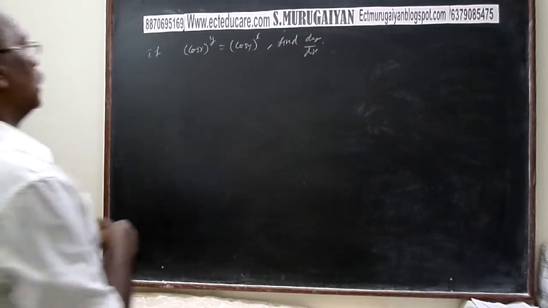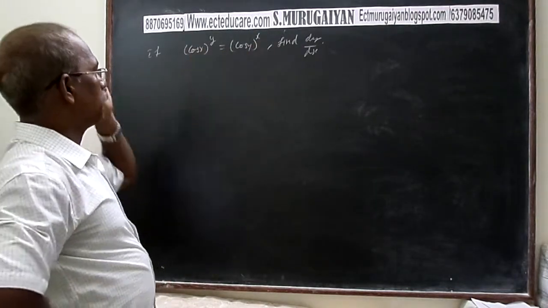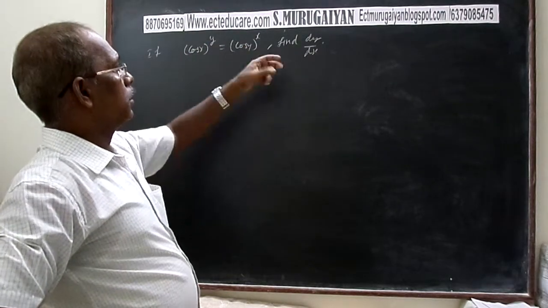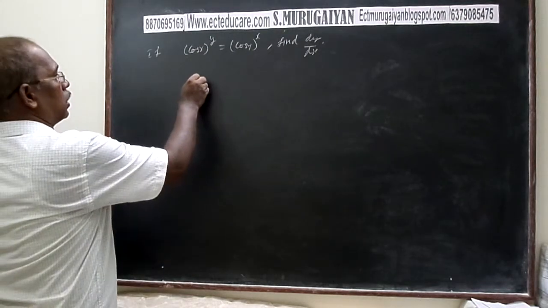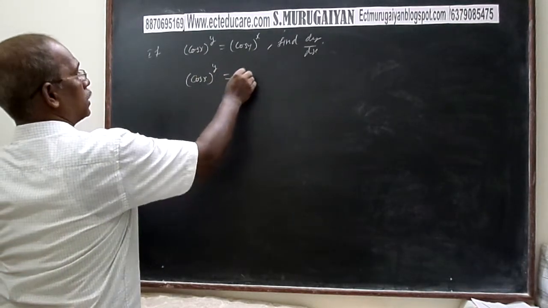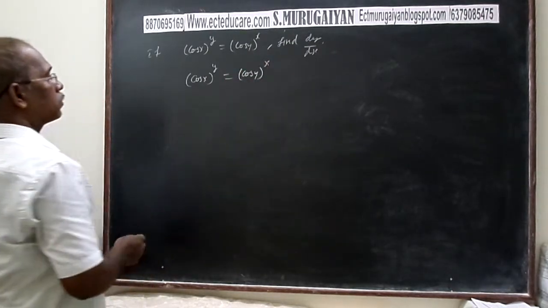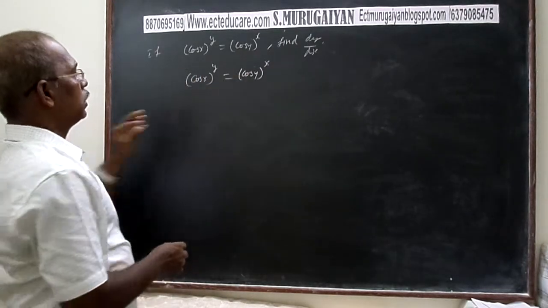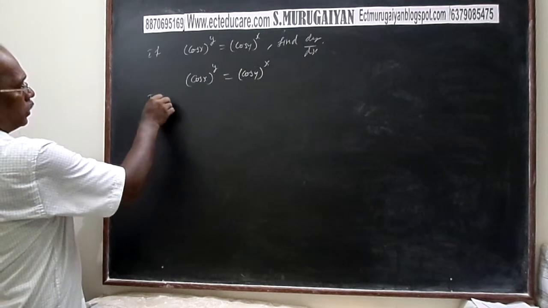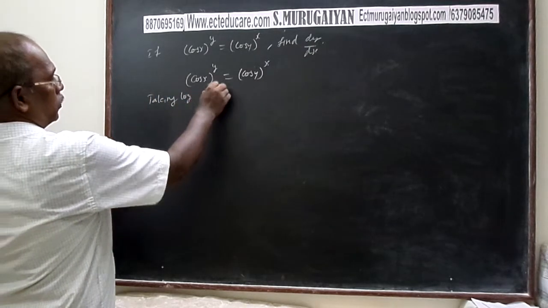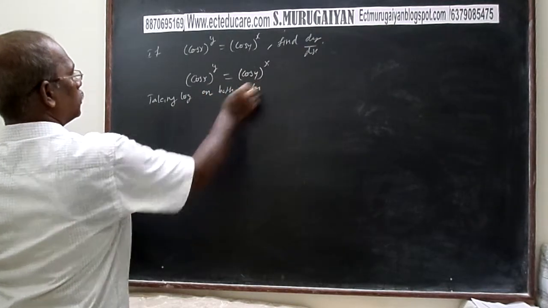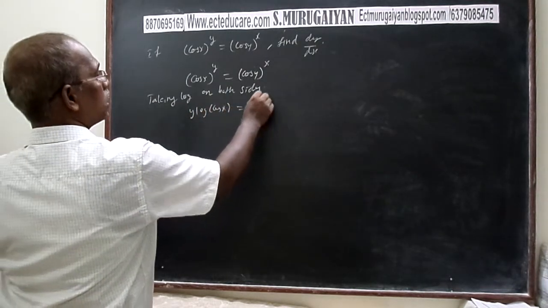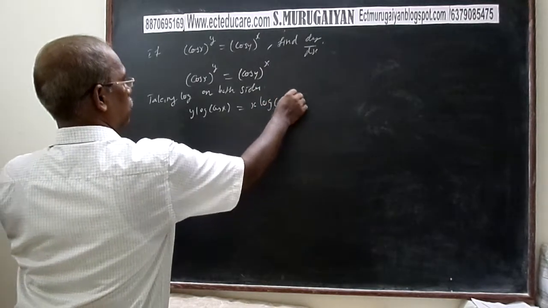Okay, dear student, the third question, this is also an implicit type of function. Cos x power y is equal to cos y power x. Then find dy by dx. Cos x raised to the power y, on the other side cos y raised to the power x. We can write it in exponential form, or we can introduce a log on both sides. Taking log on both sides, y log of cos x, on the other side x log of cos y.